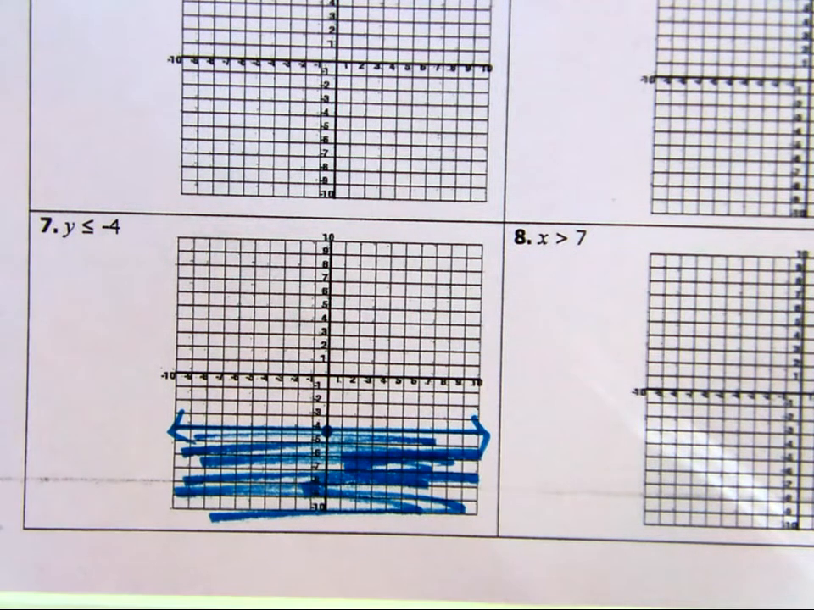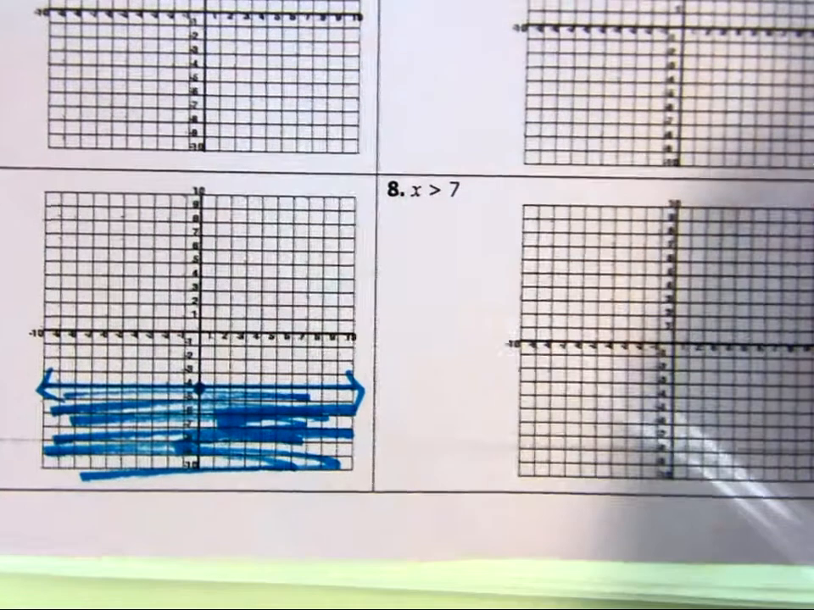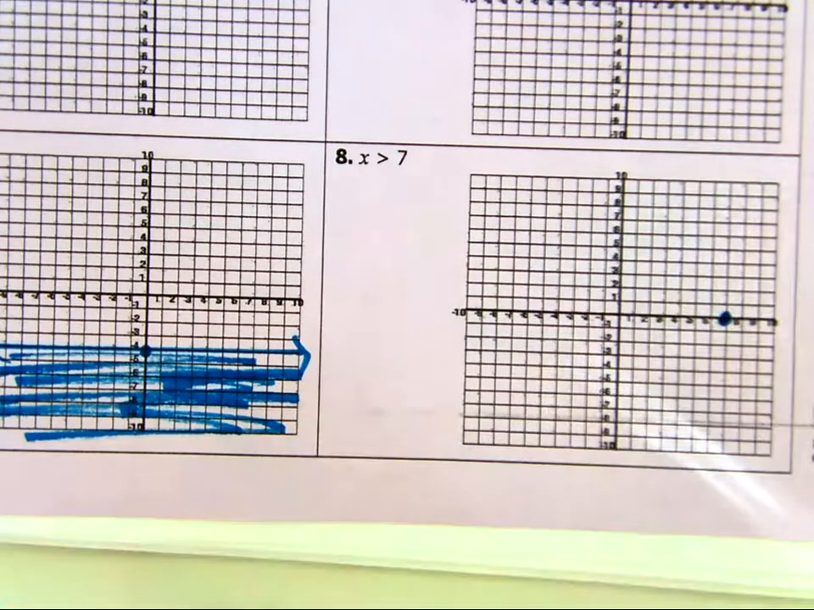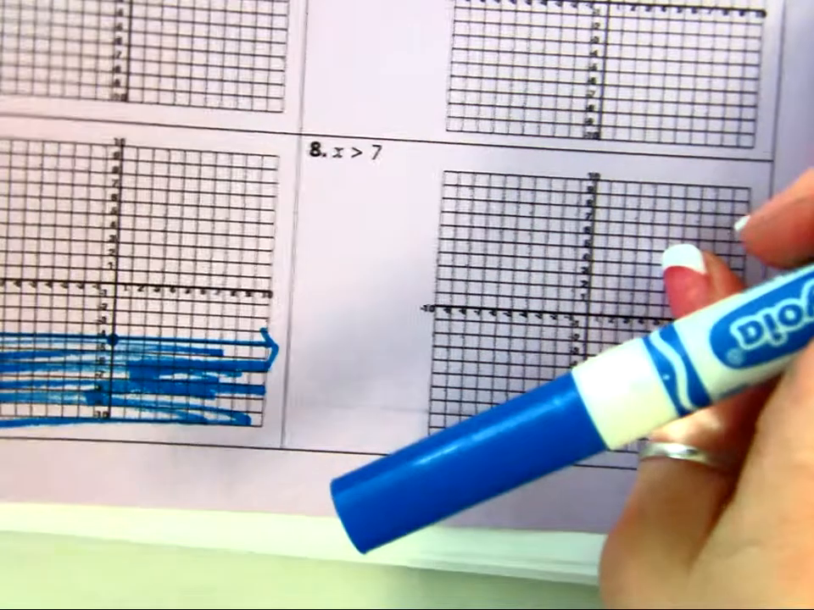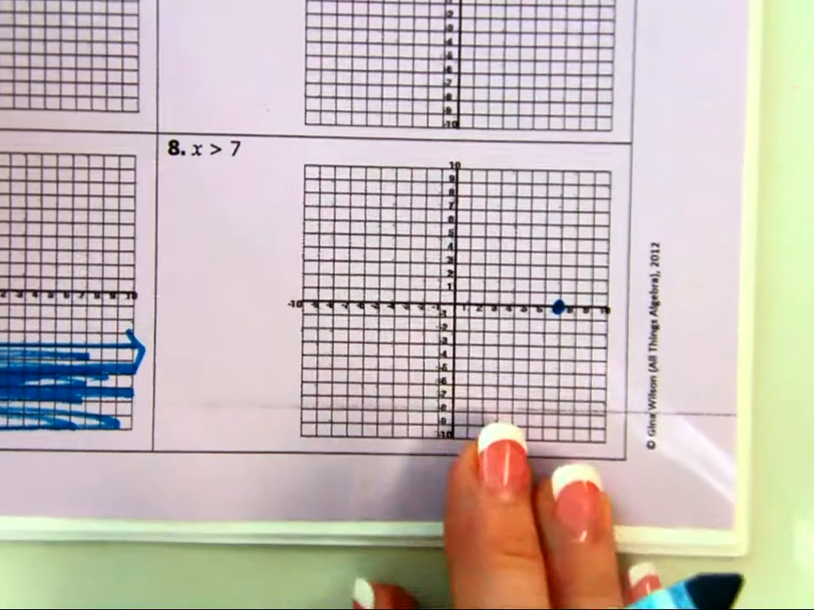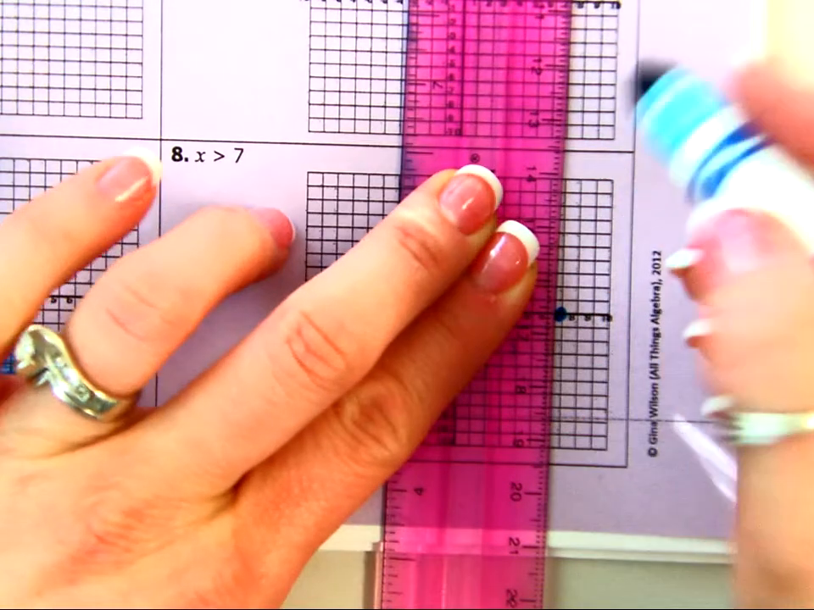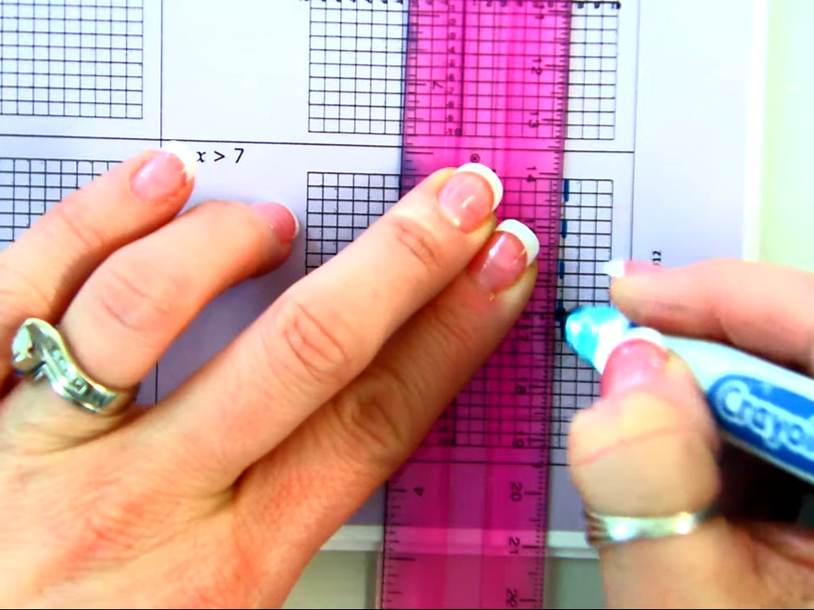Number 8 is a little trickier, but I have faith that you guys can figure it out. So let's get to that x equals 7. So there's my x equals 7. It's going to be a vertical line. It's going to be a dotted line. Except when you do this, there is no above or below.